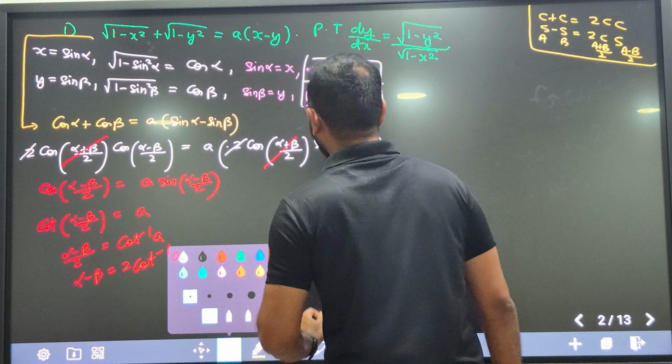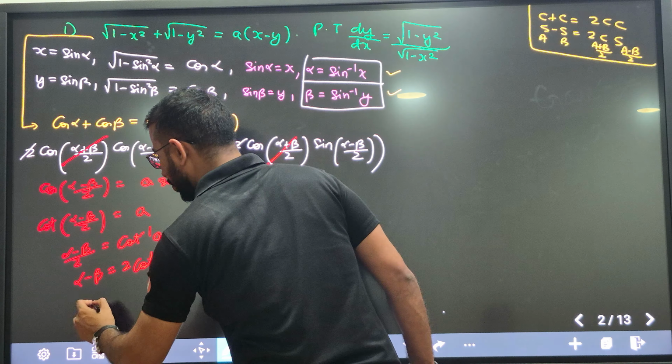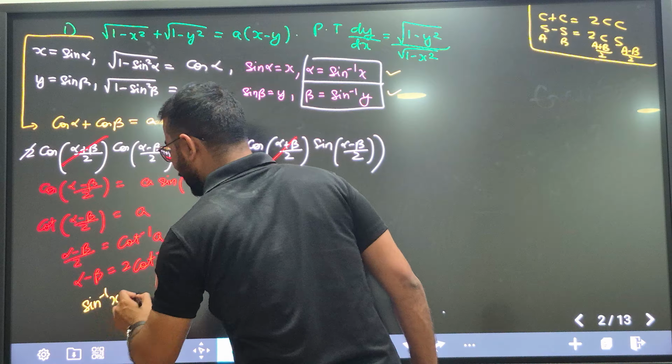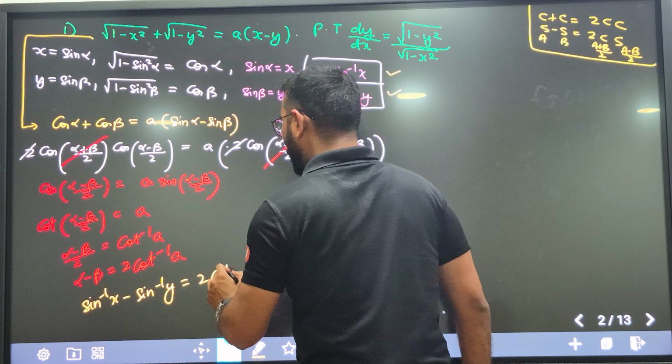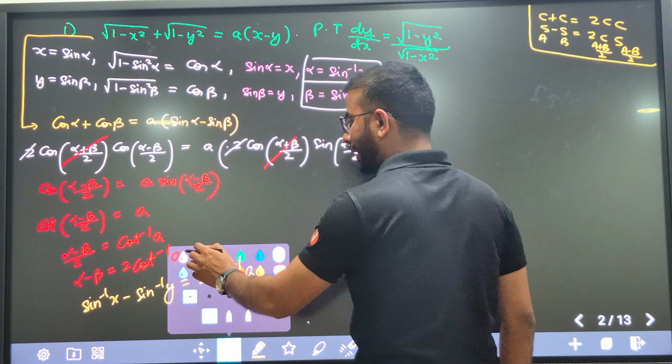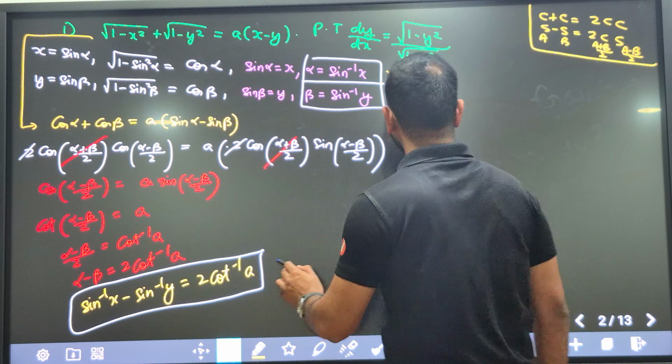Now what is the value of alpha and beta? We have written here, no? So let's substitute here. So sine inverse x minus sine inverse y is equal to 2 cot inverse a. So this part is the main first step.